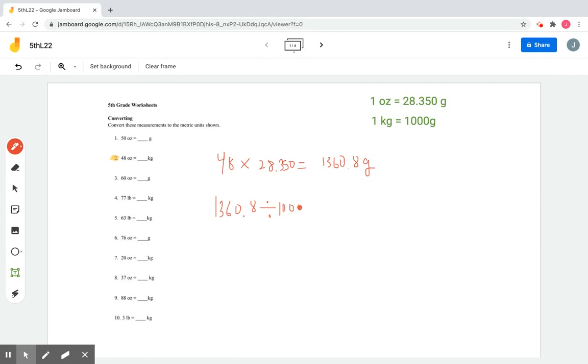So 1,360.8 divided by 1,000 is equal to 1.3608. So 48 ounces is equal to 1.3608 kilograms. All right.